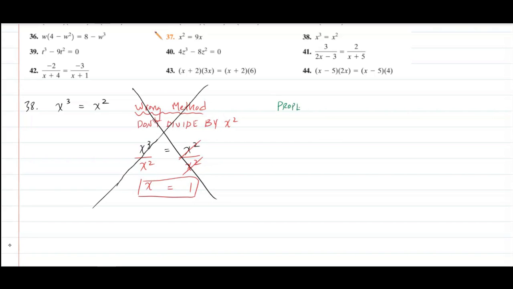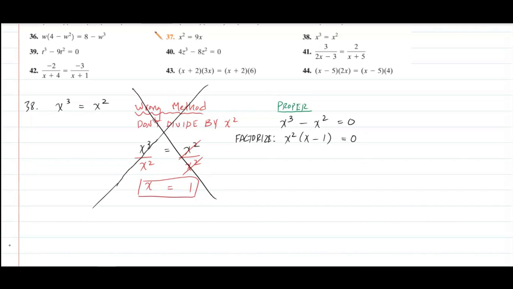The proper way to try this problem is to first bring the x squared over to the left side. So it looks like x cubed minus x squared is equal to 0. That's step number 1. Then step number 2 is to use our old friend factorization, right? That's actually how you do this. So you factorize out the x squared, and you are left with x minus 1 is equal to 0.